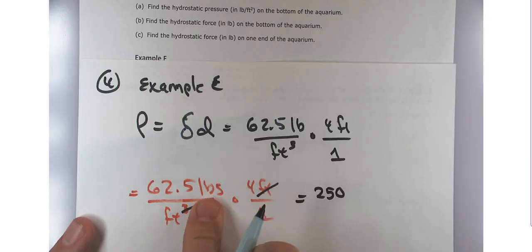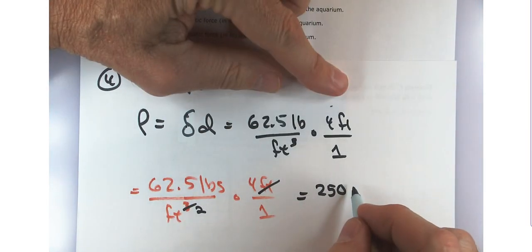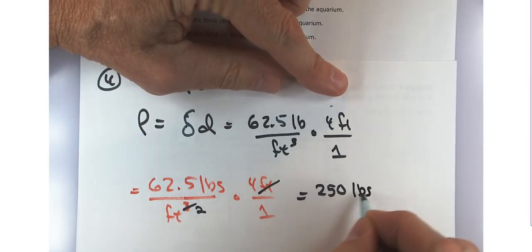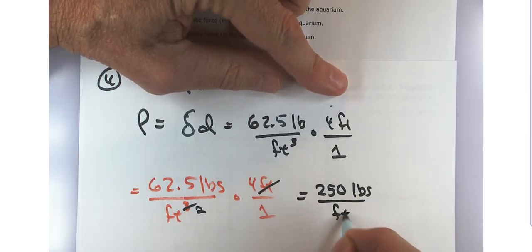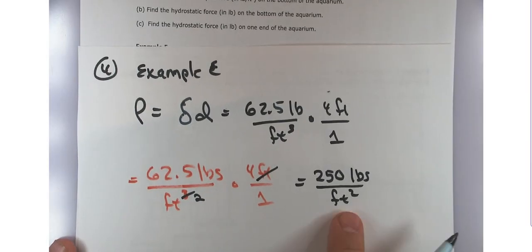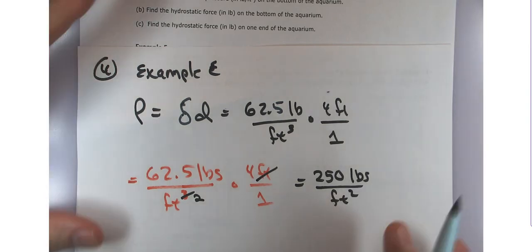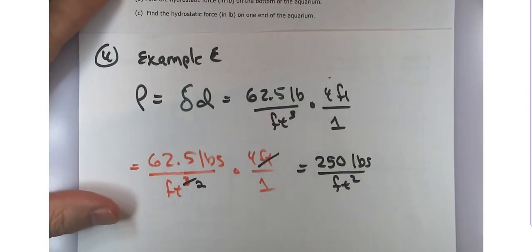Did units of pounds go anywhere? So this is pounds. What units do I have in the bottom? Feet squared. So this is pounds per square foot. That's a pressure. That's how much pressure is being felt at the bottom of the tank. 250 pounds per square foot.